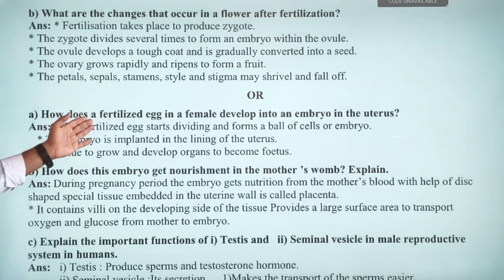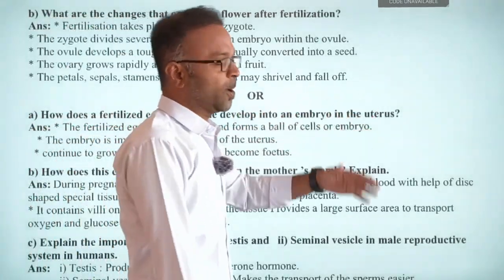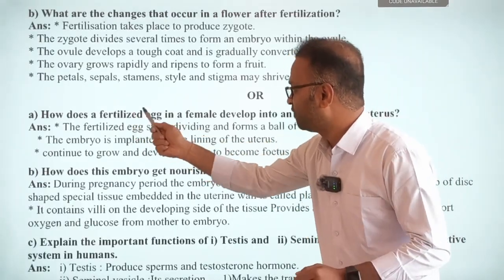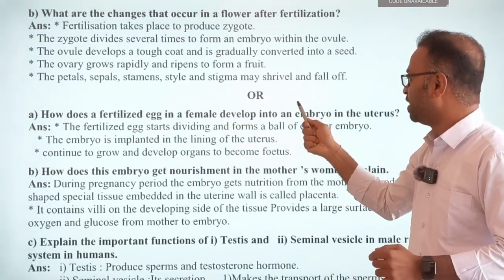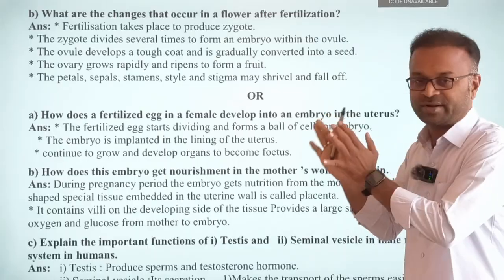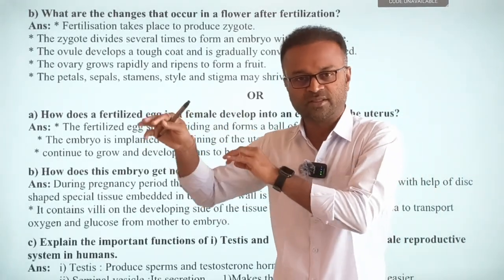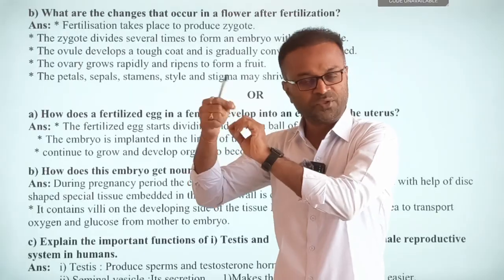So how does a fertilized egg in a female develop into an embryo in the uterus? After fertilization, they are asking how the fertilized egg develops into an embryo in the uterus. Once fertilization happens in the oviduct, cell division will start.